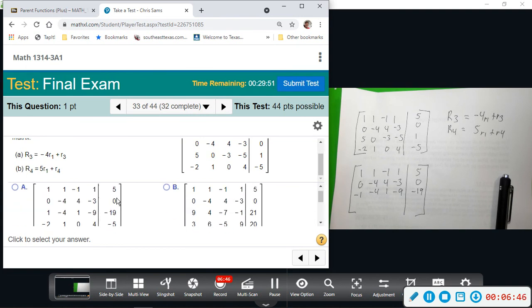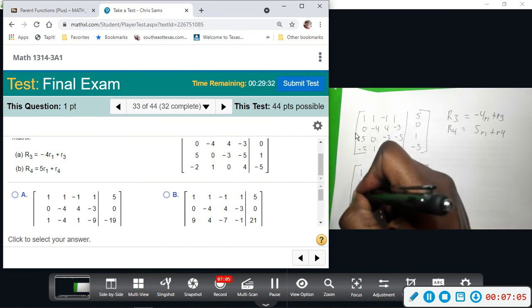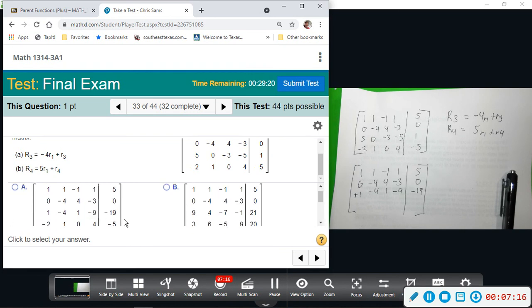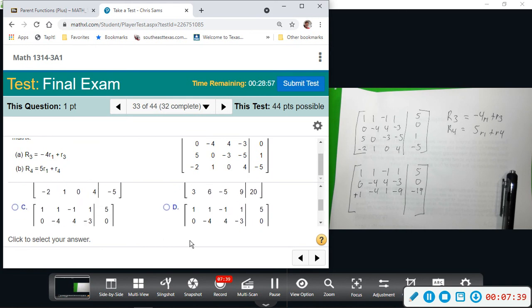Based on row 3. So A, negative 1, sorry, positive 1. I should have a negative 1. No, I should have a positive 1. I made a mathematical error. Negative 4 plus 5 will be a positive 1. So my bad there. So we would have positive 1, negative 9, negative 19. A matches. B does not on row 3. C doesn't because of the 19. It says it's a negative 3. And D looks good. So we got a 50-50 shot between A and D.